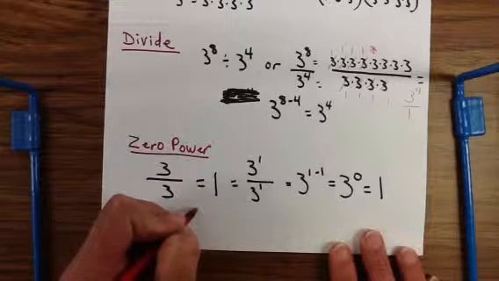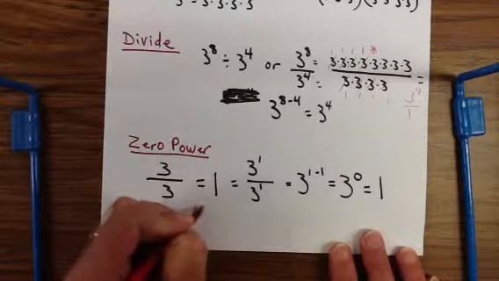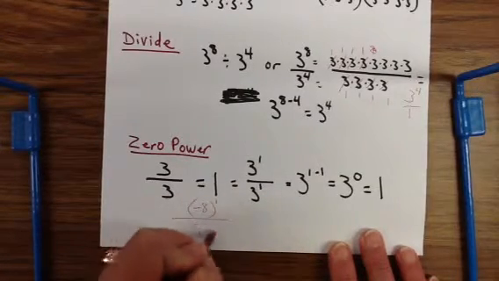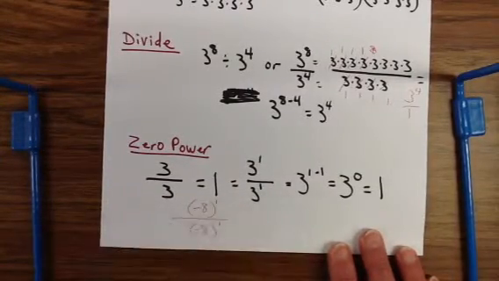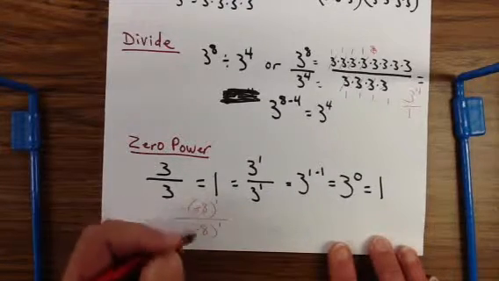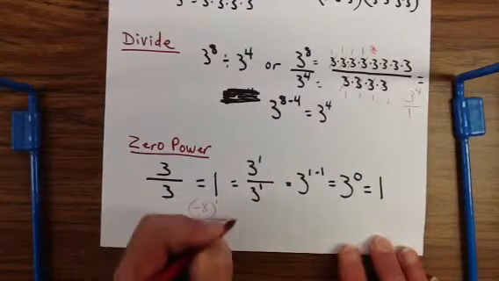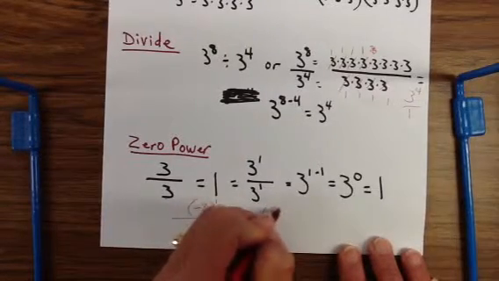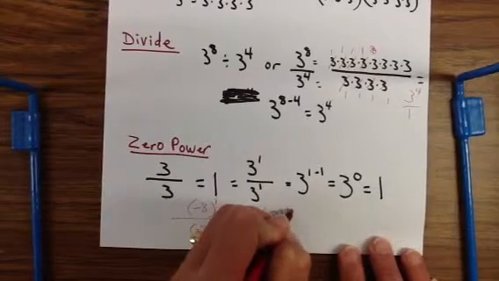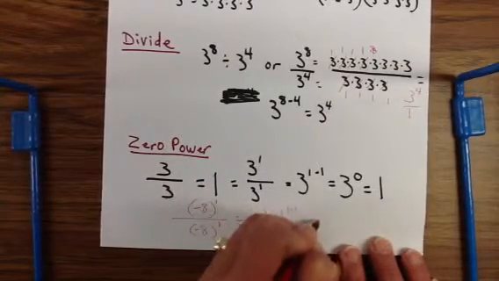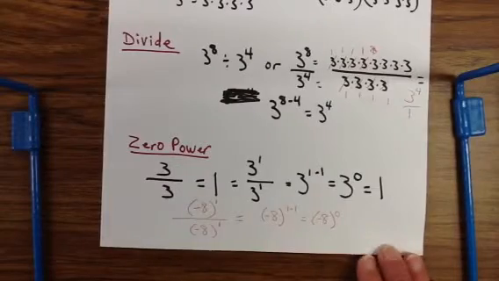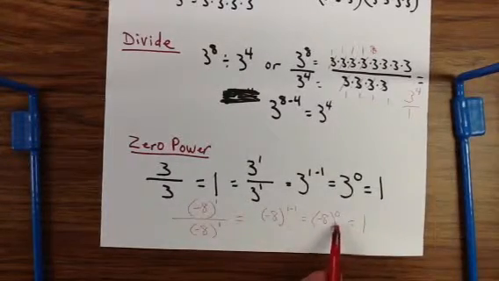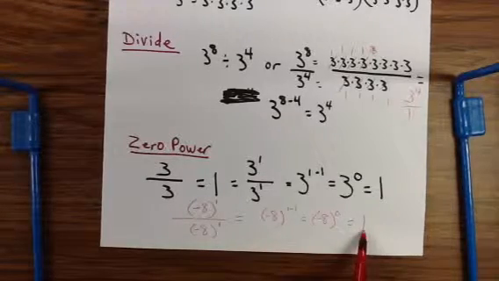So let's say that I have negative 8 to the first power over negative 8 to the first power. It's a negative divided by a negative, so of course it's going to become positive. But that would be negative 8 to the 1 minus 1, which is negative 8 to the 0 power, equals 1. So anything to the 0 power is going to be 1.